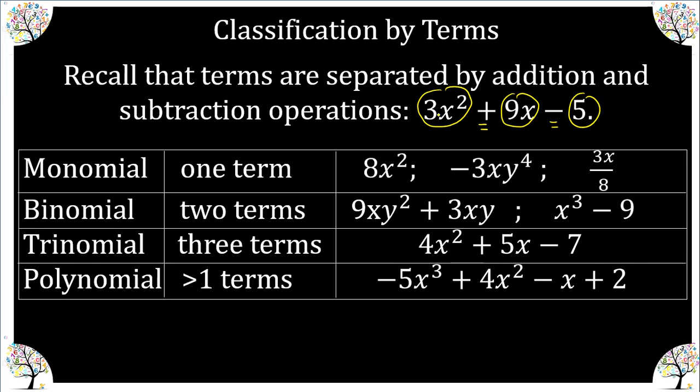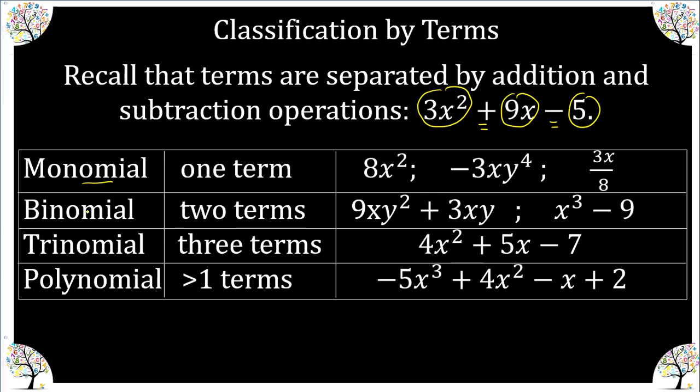We have 3 terms. In the first term, we have 2 factors, 3 times x squared. So this is one term. This term has 2 factors, 9 and x, 9 times x. And then our last term is a constant. So we have 1, 2, 3 terms in this polynomial. Now let's jot this chart in your notebook. Let's talk about the names of a polynomial when we classify by terms.